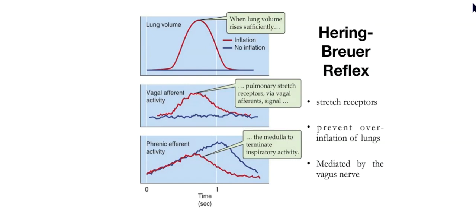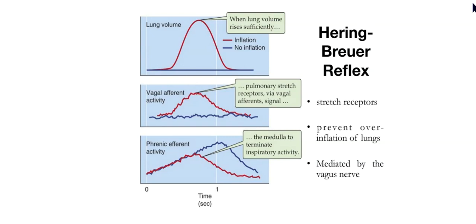You don't really see that in adults unless you are at very high lung volumes at very intense exercise. Then you might see a little bit of this Hering-Breuer reflex kick in. It's much more noticeable in infants as they are first learning to breathe air instead of amniotic fluid filling up their lungs.